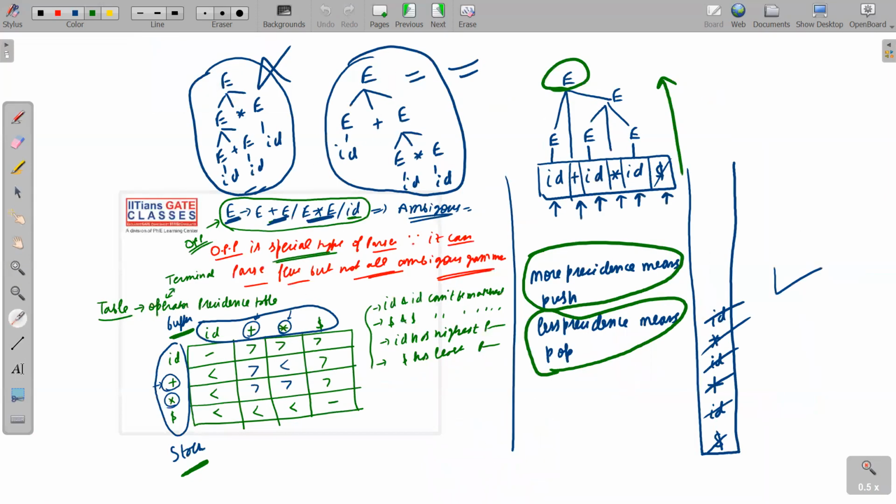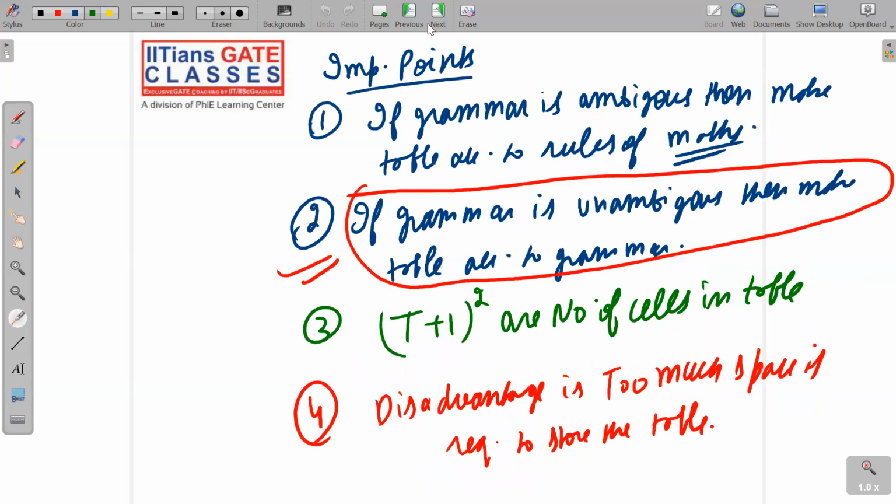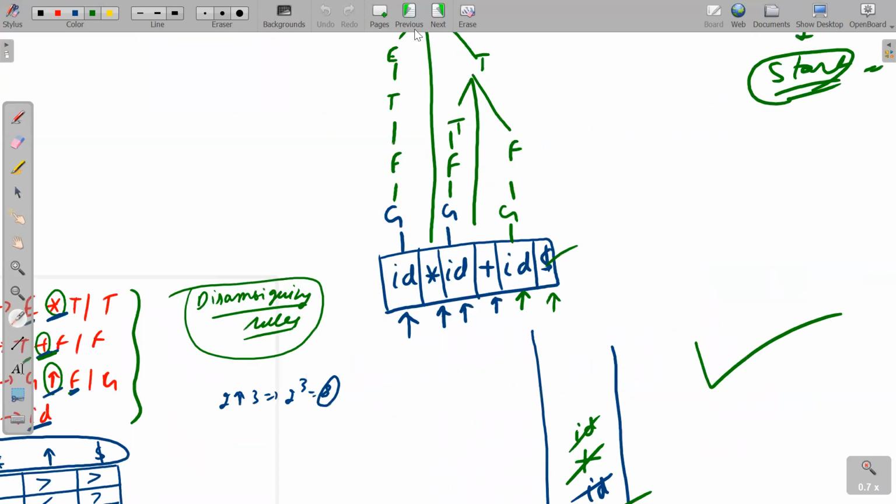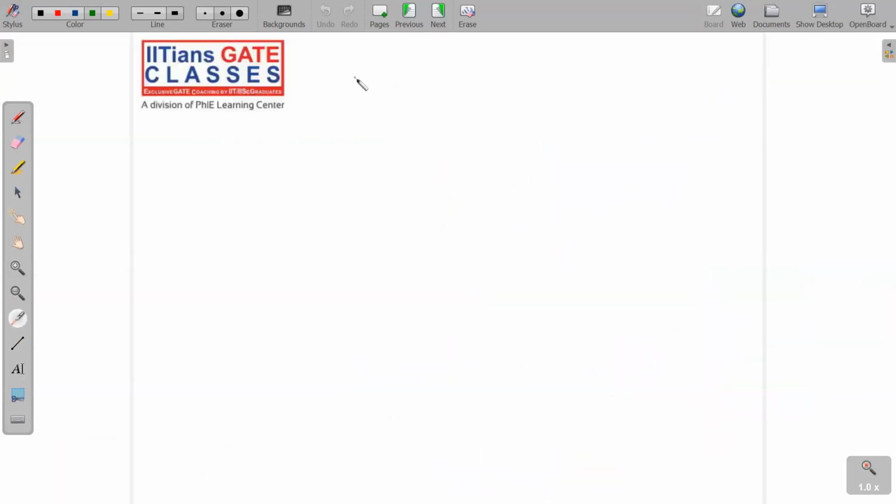Okay, and how to construct the parsing table. Sometimes they may give fill in the blanks here. These four may be fill in the blanks for you, that what will be the symbol here and so on. I hope I have made the point clear to everybody. And the number of cells in the table and so on. These are the few important questions which can be asked in the GATE exam regarding this topic. So that's it.